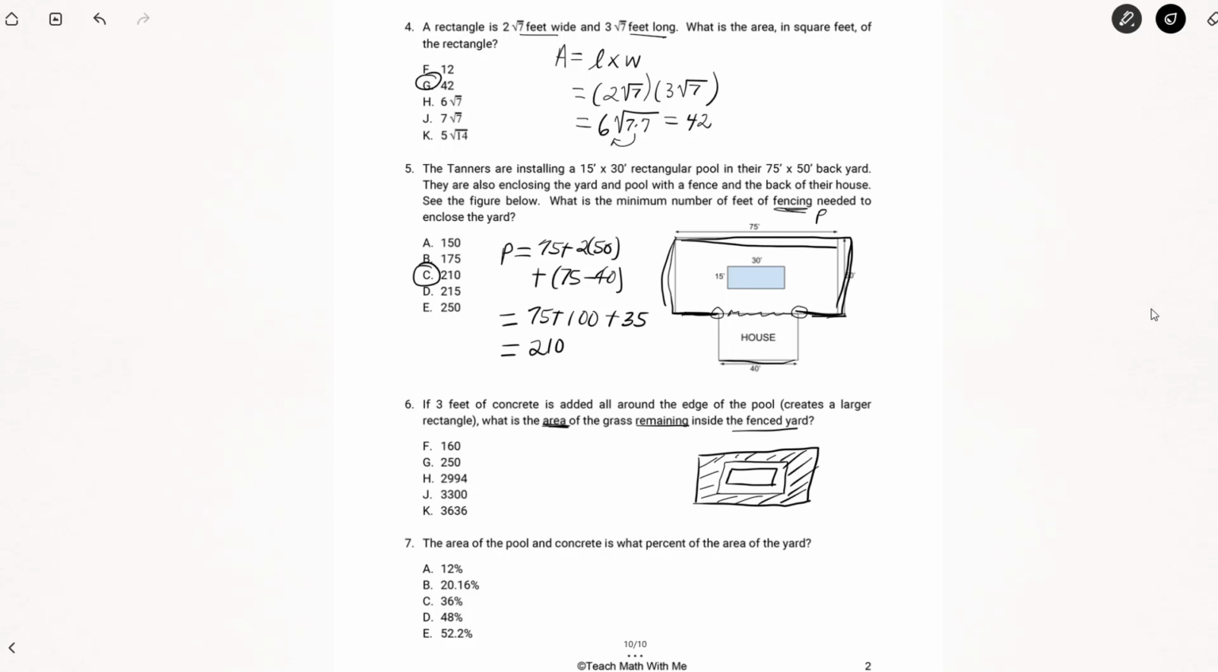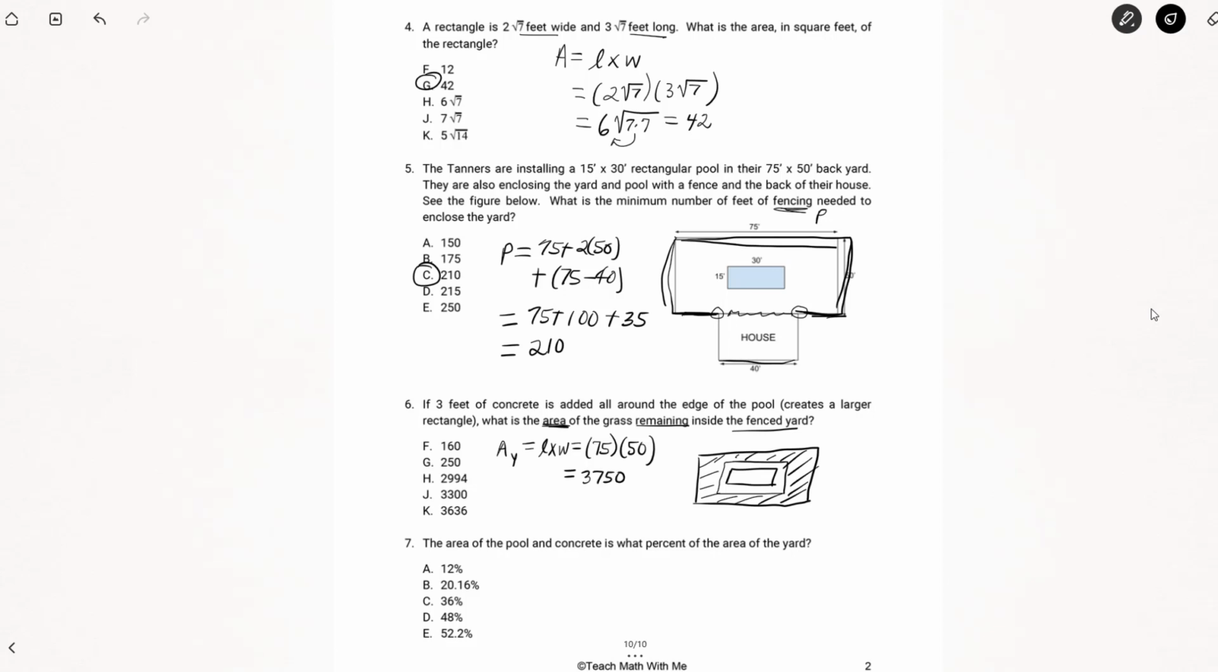So it would make sense to take the area of the entire yard and subtract out that pool and concrete area. So first let's figure out the area of the entire yard. And what we're going to do is length times width. And we were given those values of 75 and 50. So that gives us an overall yard area of 3750.